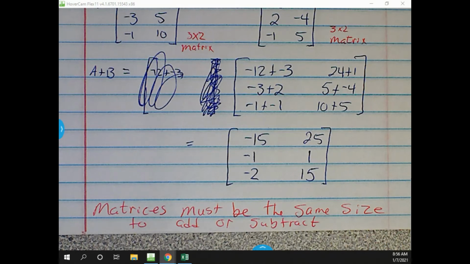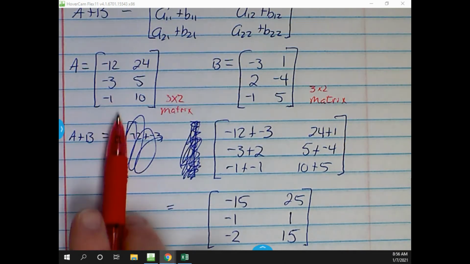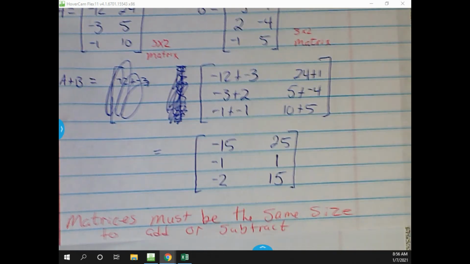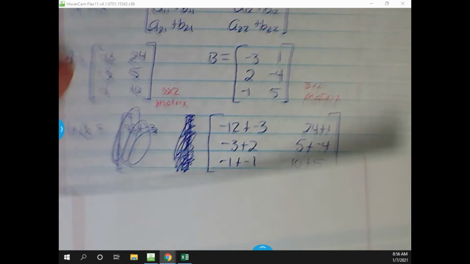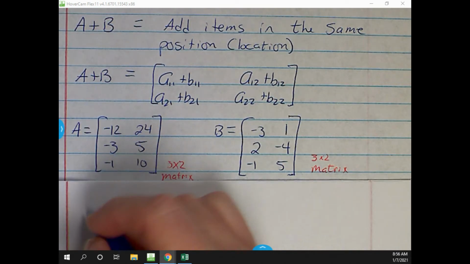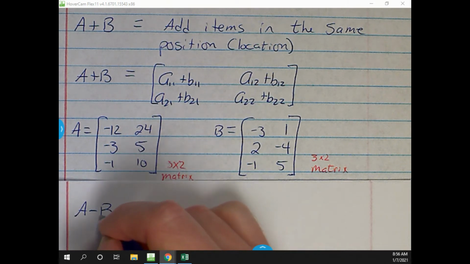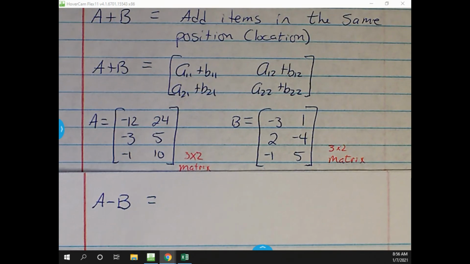Okay, the one you've got to be careful of is subtraction. Just because with subtraction, you're always throwing a negative inside a problem, that's going to throw things off. So we'll go back to the same 2 matrices we got here, but this time we're going to do subtraction instead of addition. So we'll take those same 2 matrices and make it A minus B.